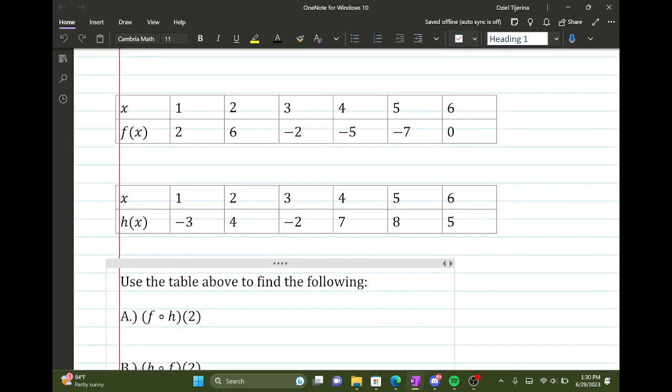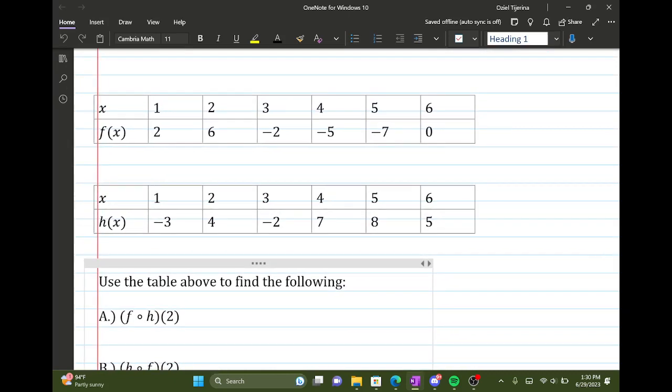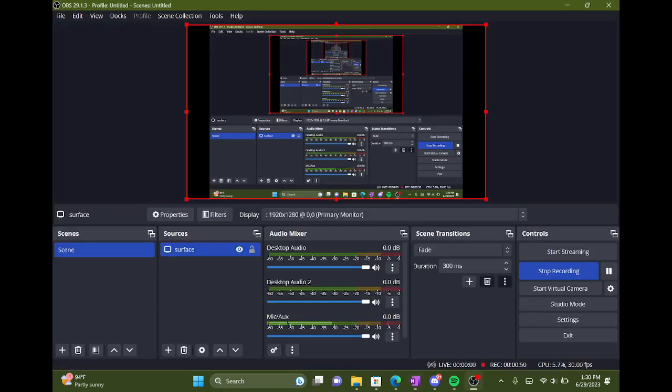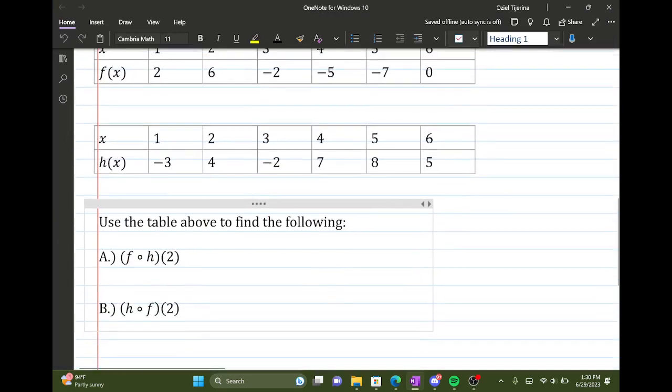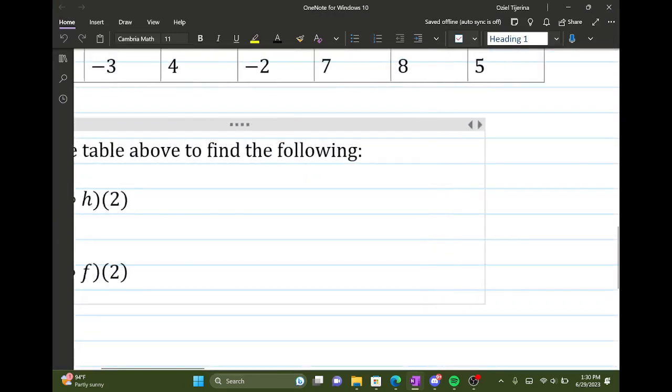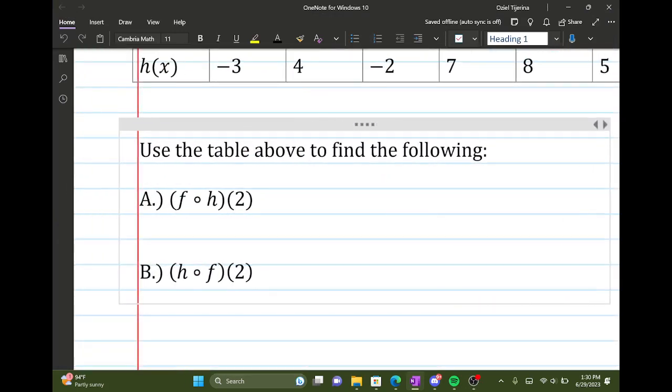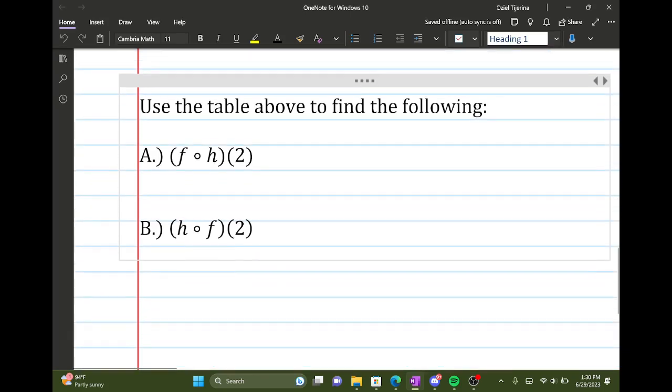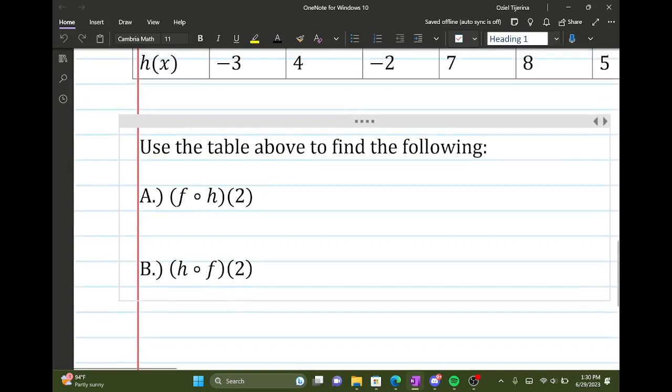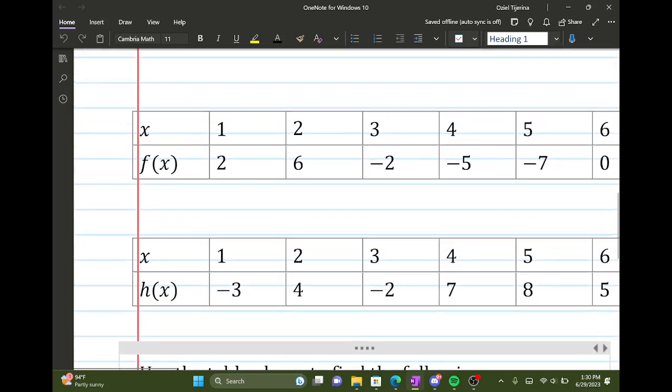So we have these two tables here, and this is composition of functions, where we're using a table to find these two composition of functions at a specific x value. So it says use the table above to find the following. Part A says to find f composited of h of 2.